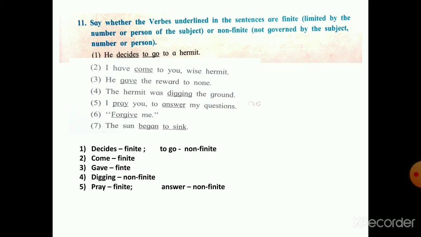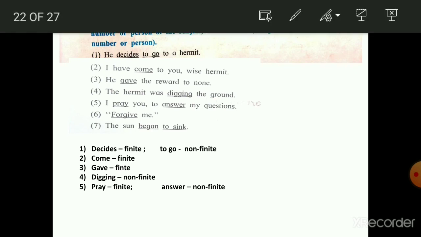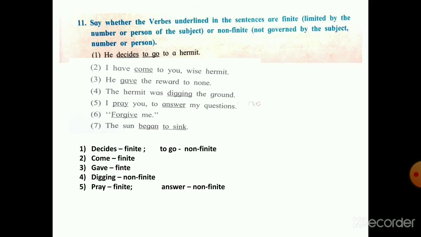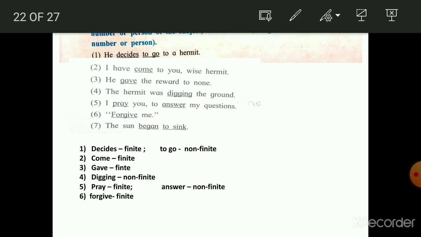देन इन फोर्थ सेंटेंस, डिगिंग इज द नॉन फाइनाइट वर्ड, बिकॉज जो वॉज है यहाँ पे वॉज आपका फाइनाइट वर्ब है लेकिन उसको अंडरलाइन नहीं है इसलिए मैंने वो नहीं लिखा है. डिगिंग जो है नॉन फाइनाइट वर्ब है. In question sentence number 5, pray is the finite, answer is the non-finite. Then in sentence number 6, forgive is the finite.